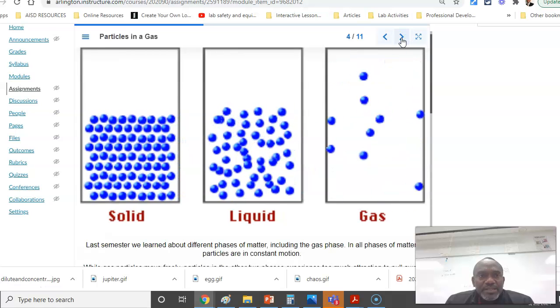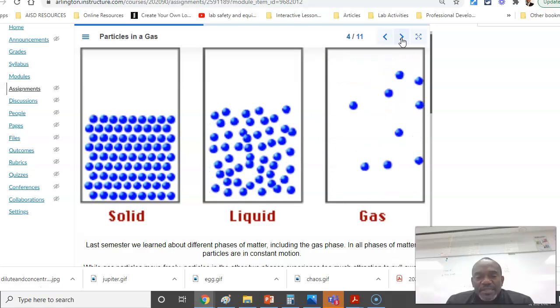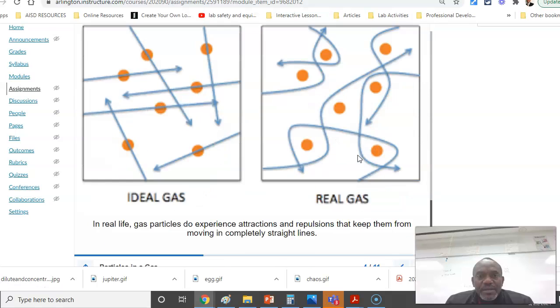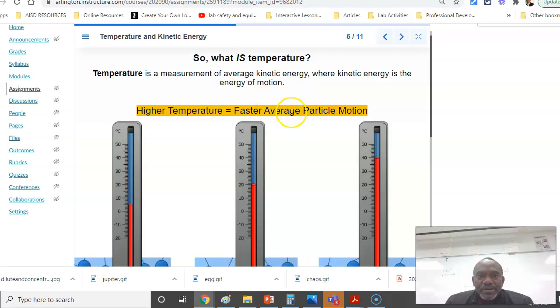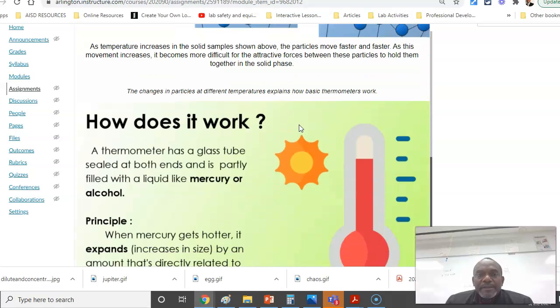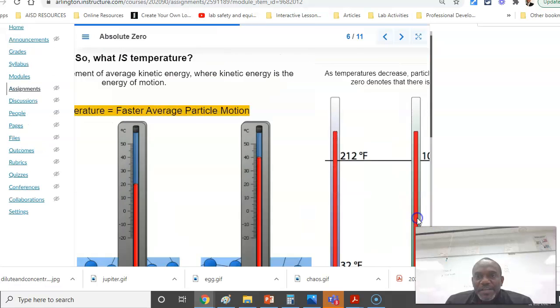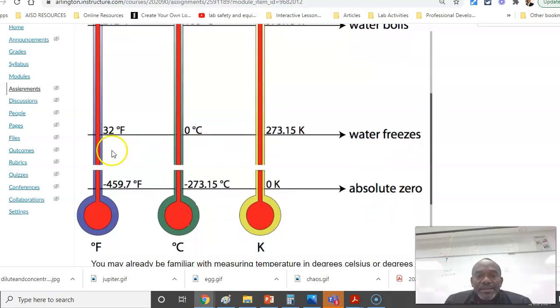Now, the next screen is going to be a brief review on the states of matter, the 3 states of matter: solid, liquid, and gas. You go over those, and then the 5th page is going to be on temperature, and also how temperature works. And after you're done with that, you look at absolute zero. What is absolute zero? Is it possible to have absolute zero? And also look at the 3 different scales of temperature.